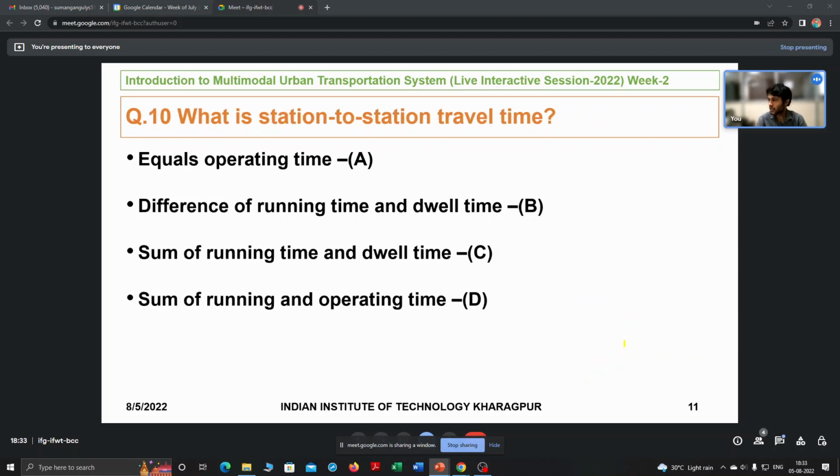So then what is station to station travel time? Station to station travel time, I already discussed, so I think you would be able to answer. Can you try to answer in the chat box? I already explained it in the ninth question. Is it equal to operating time? Is it the difference between running and dwell time? Is it the summation of running and dwell time? And then is it the summation of running and operating time? So what could it be?